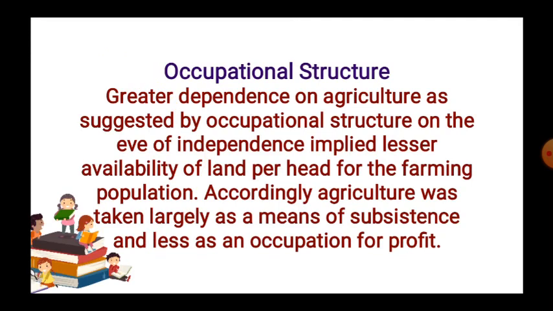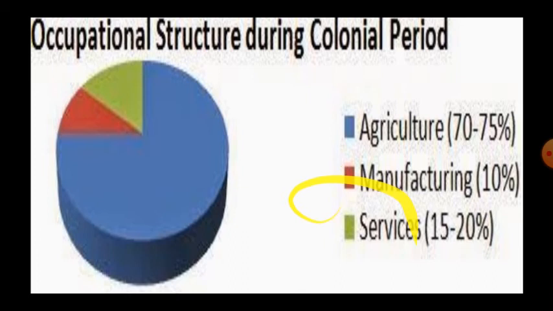Greater dependence on agriculture, as suggested by occupational structure on the eve of independence, implied lesser availability of land per head for the farming population. Accordingly, agriculture was taken largely as a means of subsistence and less as an occupation for profit. We can see from the pie chart itself that the agriculture sector accounted for the largest share of workforce, which usually remained at a high of 70 to 75%, while the manufacturing and the service sectors accounted for only 10% and 15 to 20%.